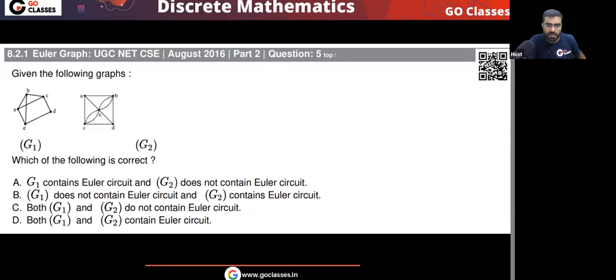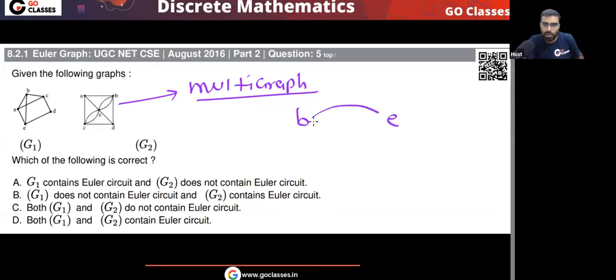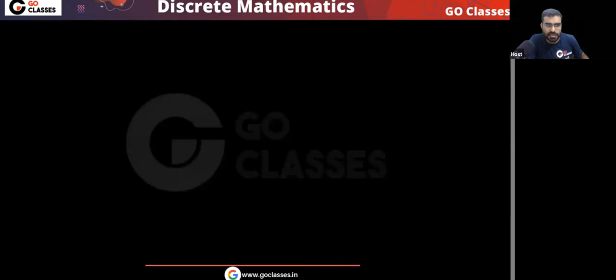If you notice this graph, this is a multi-graph. Why is this a multi-graph? Because you can notice between B and E, there are two edges. Between E and C, there are two edges. So this is actually a multi-graph, not a simple graph. But that is fine. This condition will hold for multi-graphs also.